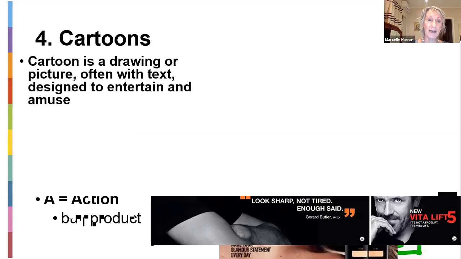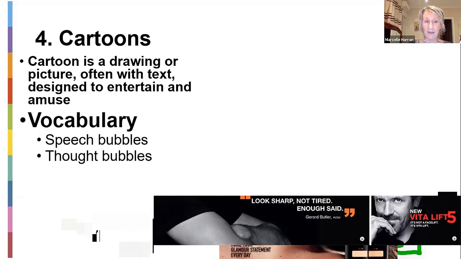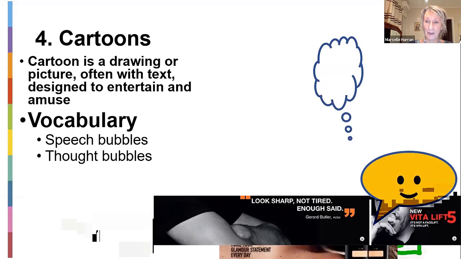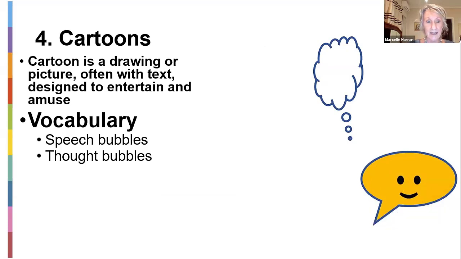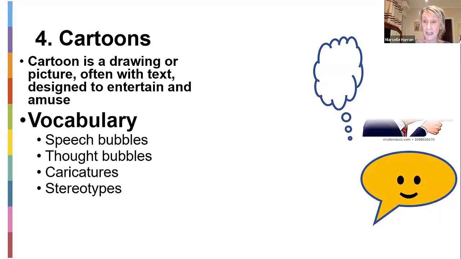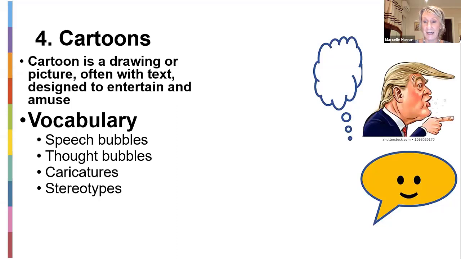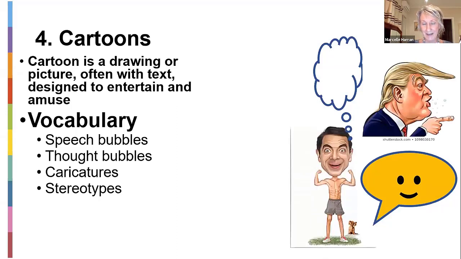A cartoon is any drawing or picture, often with text, designed to entertain and amuse us. And we've got different vocab here. We've got to know about speech bubbles. That's a thought bubble, and there's our speech bubble, how they look, and how they're different. We've got to look at caricatures. And there we've got a lovely one of Trump and Mr. Bean. They are exaggerated facial features, normally one facial feature exaggerated for amusement.